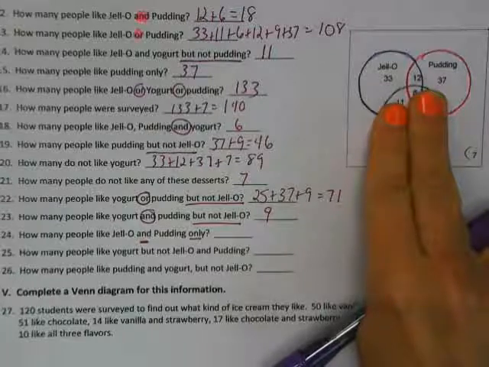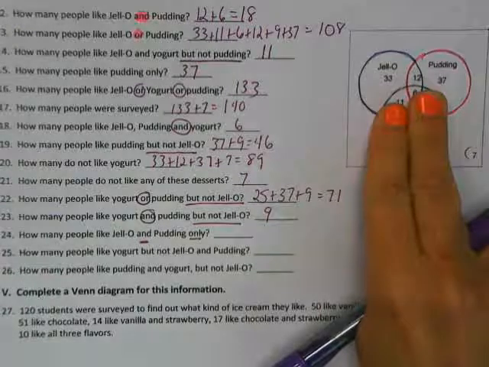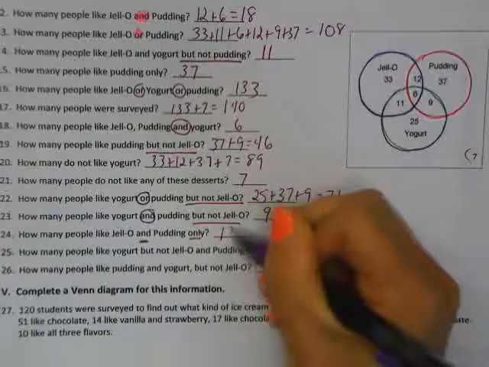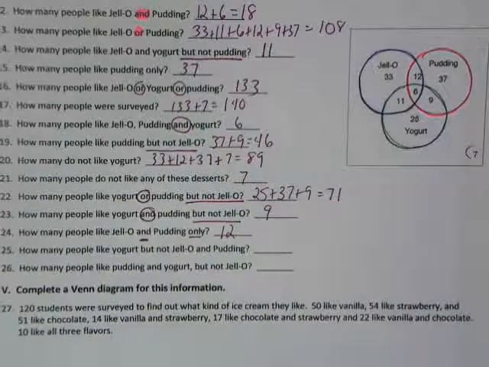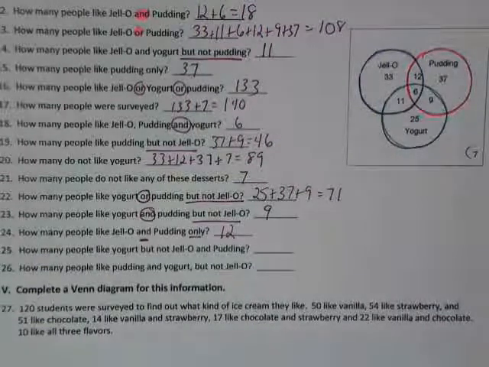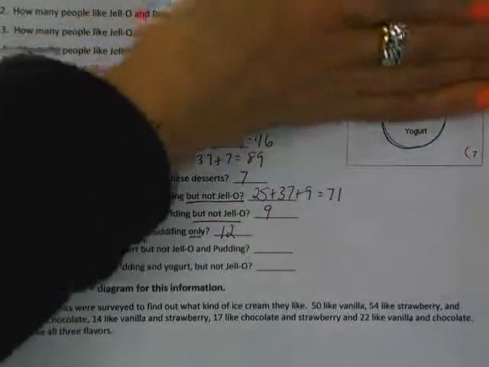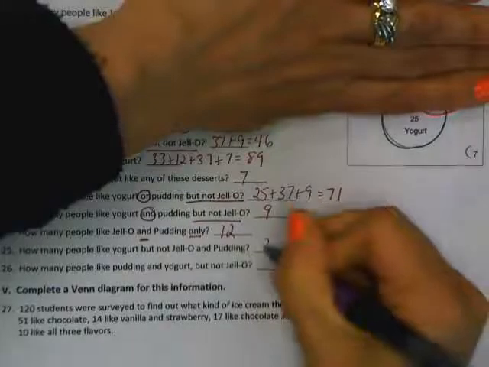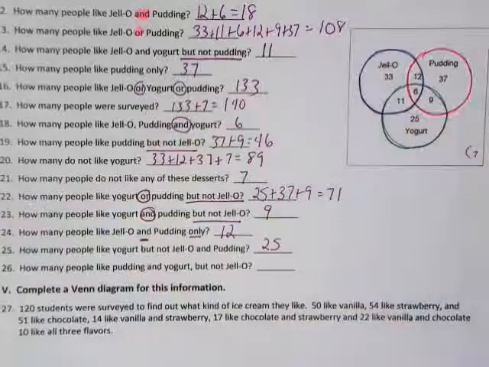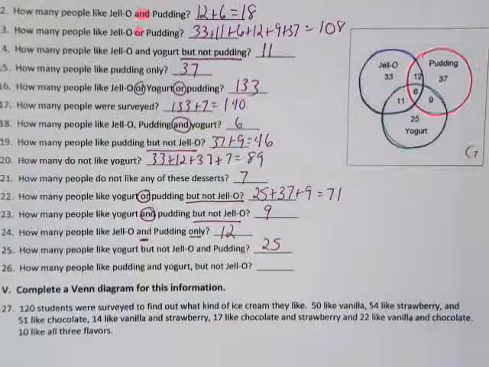How many people like yogurt, but not pudding and Jell-O? So you can't like pudding or Jell-O, you just like yogurt, which would be 25. And finally, how many people like pudding and yogurt, but not Jell-O? I believe that's a repeat of a question, right? Because I take out Jell-O and it's an and connector, so it would just be 9.